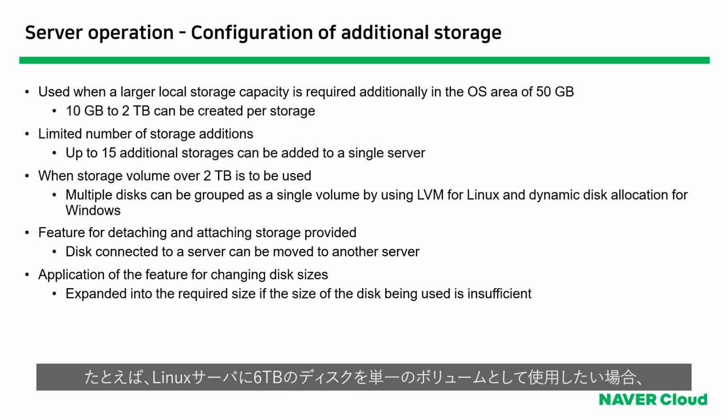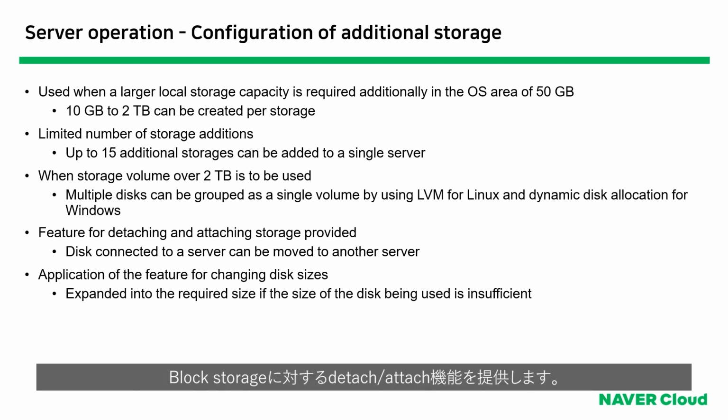For example, if you want to use a 6 TB disk in a Linux server as a single volume, you can create 3 2 TB block storage and bind them with LVM to recognize them as 6 TB.